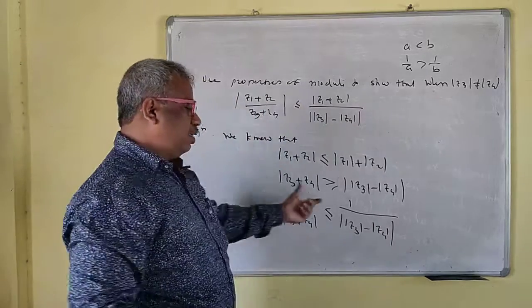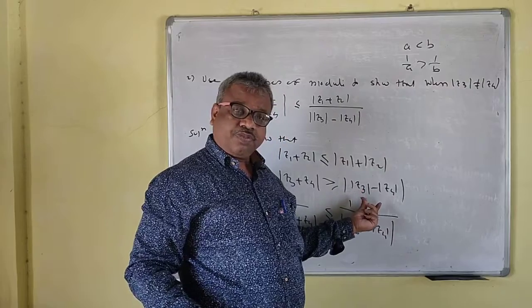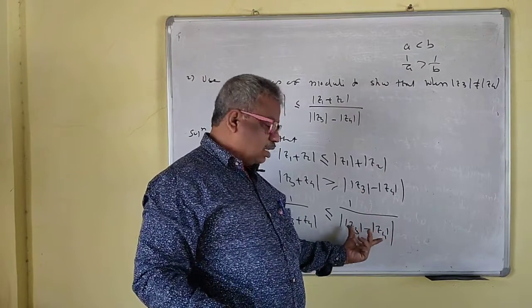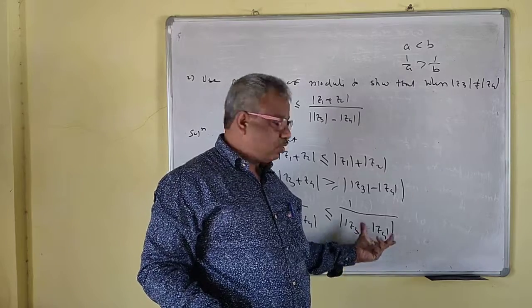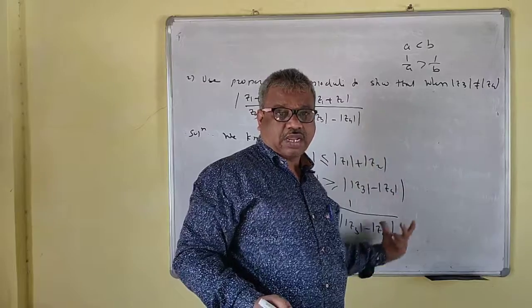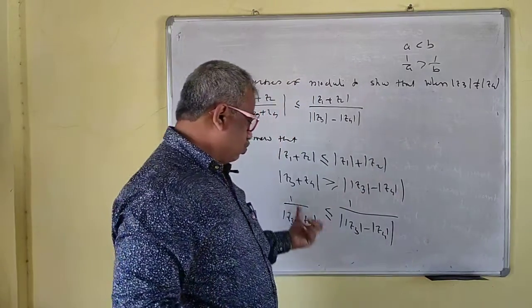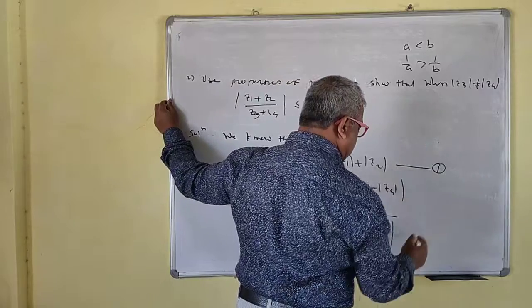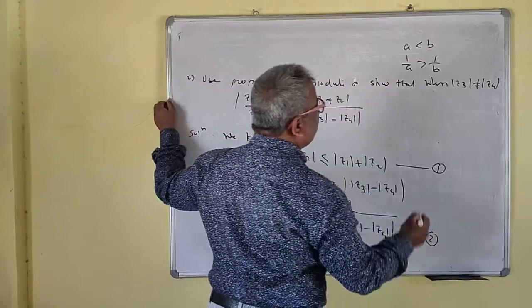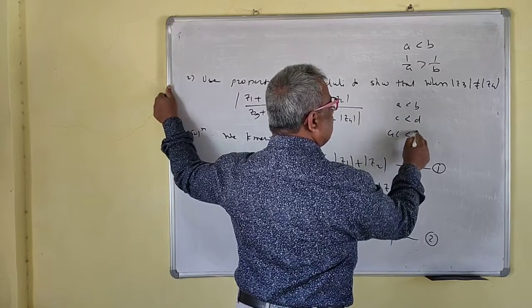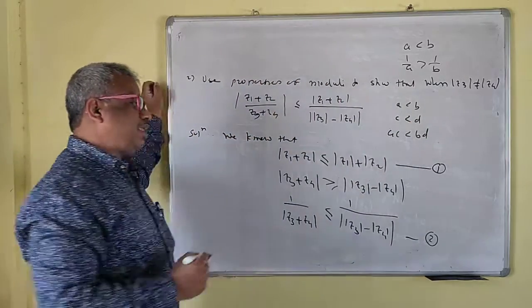Now it is given that these two are not equal. So therefore this is non-zero, and this is valid. Your denominator will not be zero, so you can take the reciprocal here, right? If it is not given, then you cannot take the reciprocal of this one. So note this. Now I will call this 1 and this 2. If A is less than B and C is less than D, then AC is less than BD. So we'll apply this property.